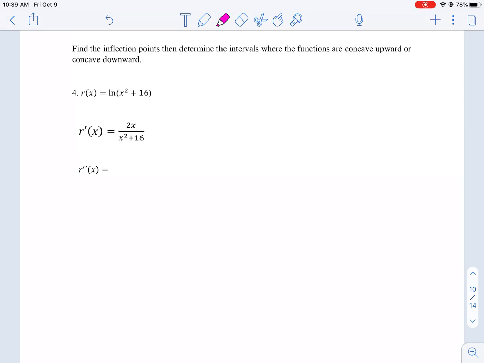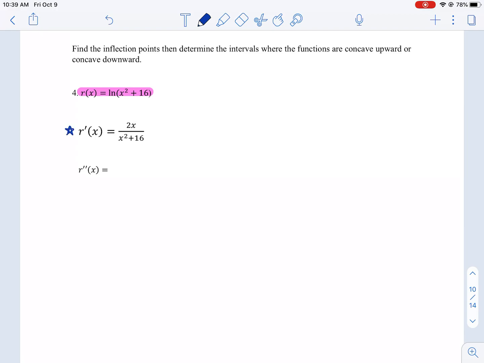Hello class, in this video I'll be doing another example on how to find inflection points and how to test for concavity. Let's begin. So we want to find the inflection points and any intervals where the graph of this function is either concave up or concave down. And to do that, we need to find the second derivative.